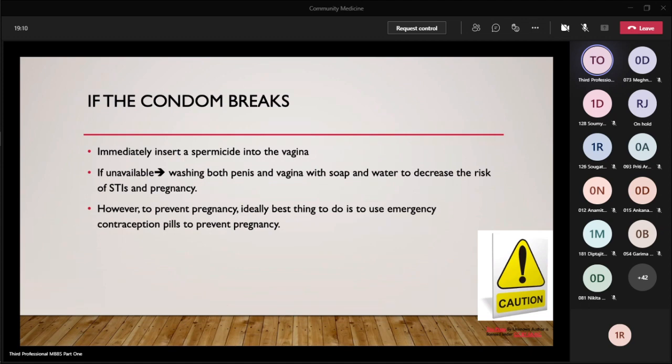Now, what happens if a condom breaks? Immediately, spermicide should be inserted in the vagina, and when this is unavailable, washing of both penis and vagina with soap and water to decrease the risk of sexually transmitted infections and pregnancy are the initiatives. However, ideally, emergency contraception should be used to prevent pregnancy. Emergency contraceptive pills can be used in that way.